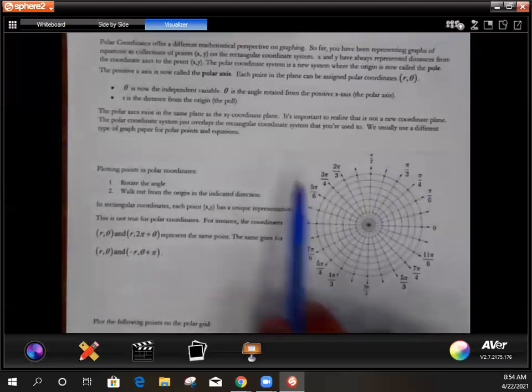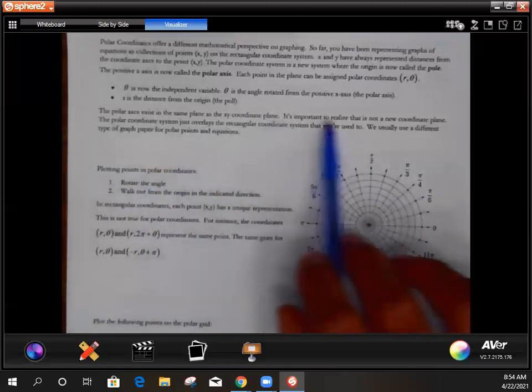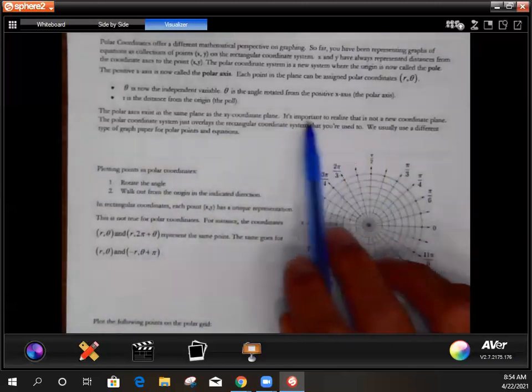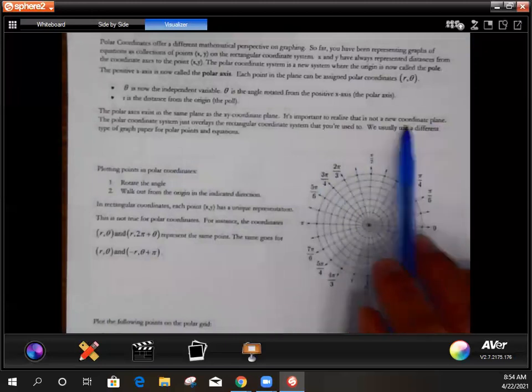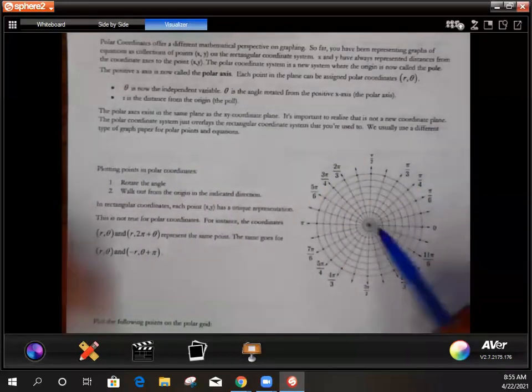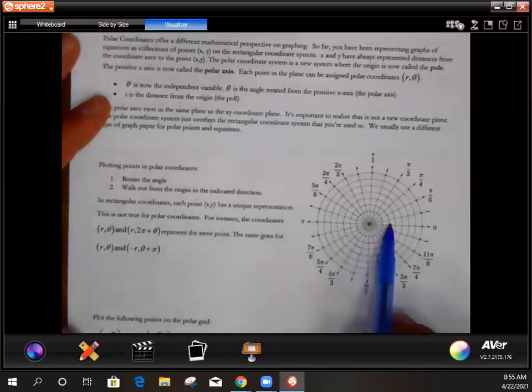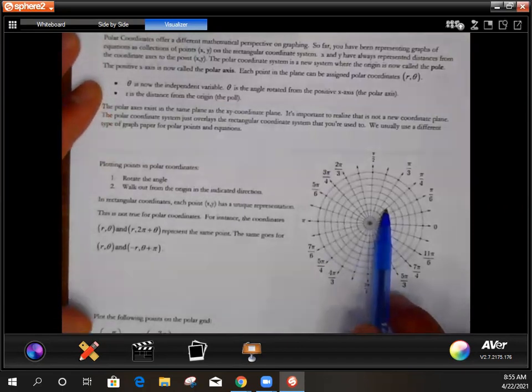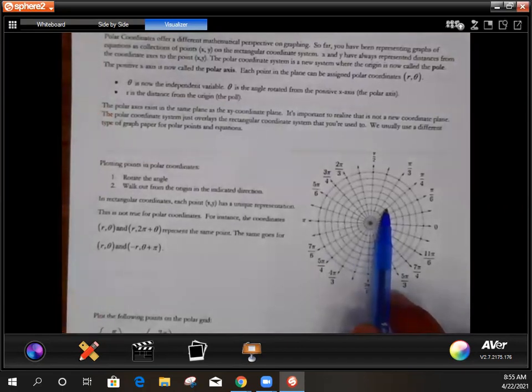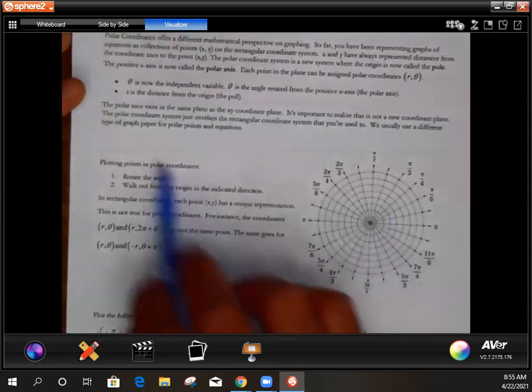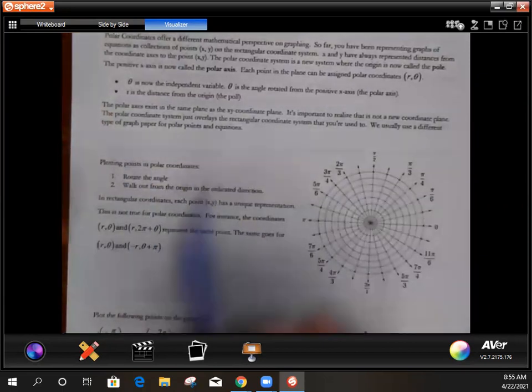So we'll see that later. It's important to realize that this is not a new coordinate plane. What that means is if I move 1, 2, 3 units to the right and then 1, 2, 3 units up, that's still in x and y format, still 3, 3. It's just we'll have a different representation on the polar axis. So that's why we're allowed to go back and forth.